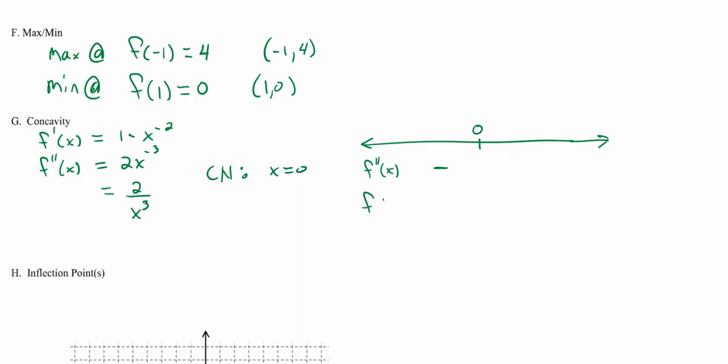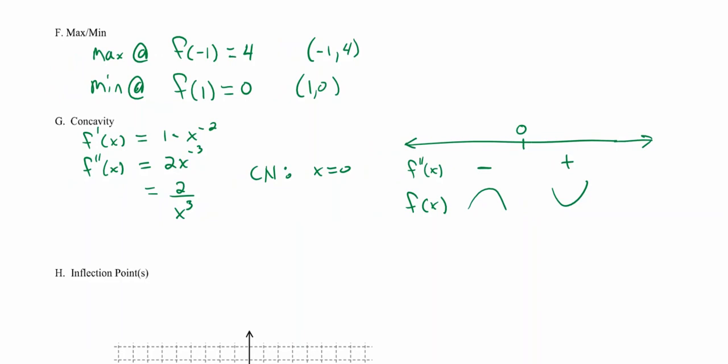That means our f of x would be concave down on this side. And then on the right side, if you threw in a test point of 1, it's going to be positive, so it's going to be concave up on this side. Even though 0 isn't an inflection point, it still changes which way it's concave. So the point of inflection, I already went over that. It does not exist.